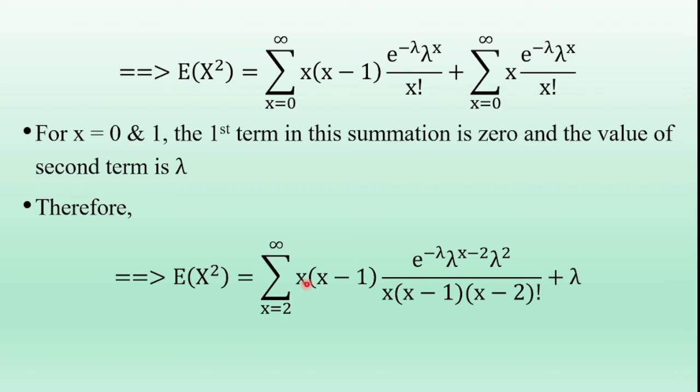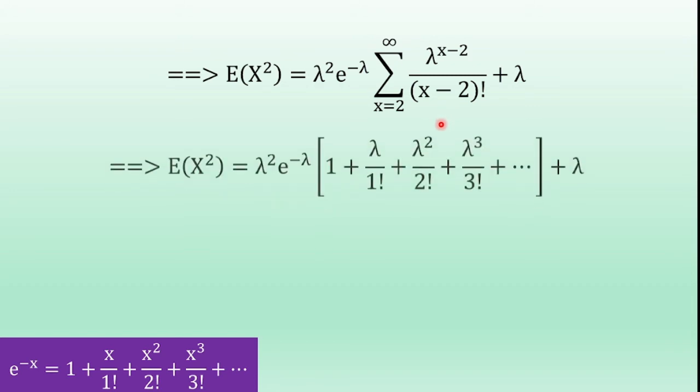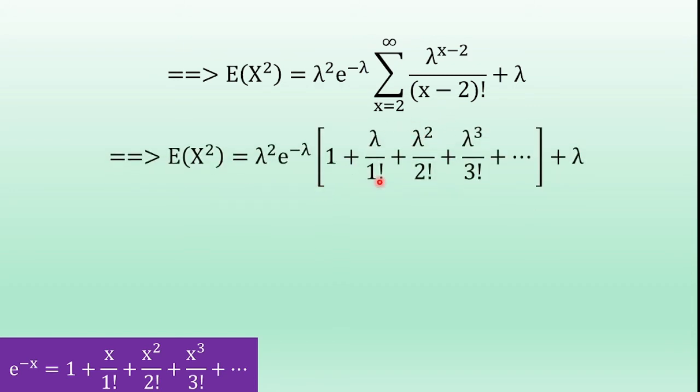Now in the first term, x into x minus 1 in the numerator and denominator is cancelled. So the RHS term is written as e power minus lambda into lambda square, sigma x is equal to 2 to infinity lambda power x minus 2 by x minus 2 factorial, plus lambda. In the first term, substituting the different values of x, x is equal to 2 to infinity, we get the expansion 1 plus lambda by 1 factorial plus lambda square by 2 factorial and so on.